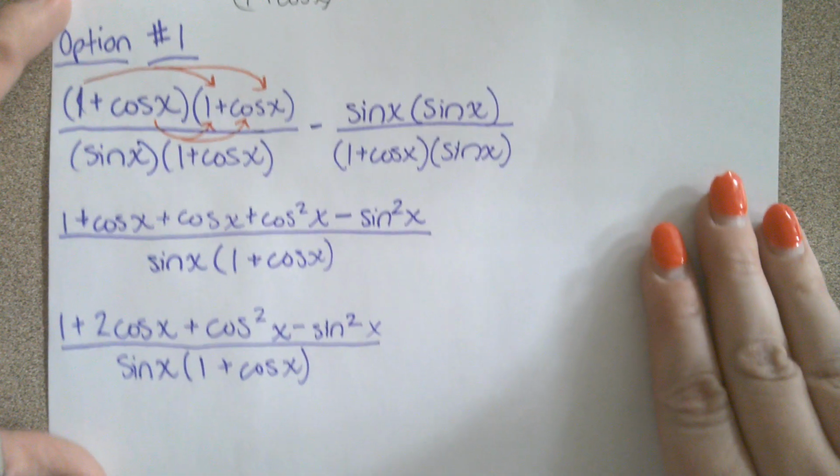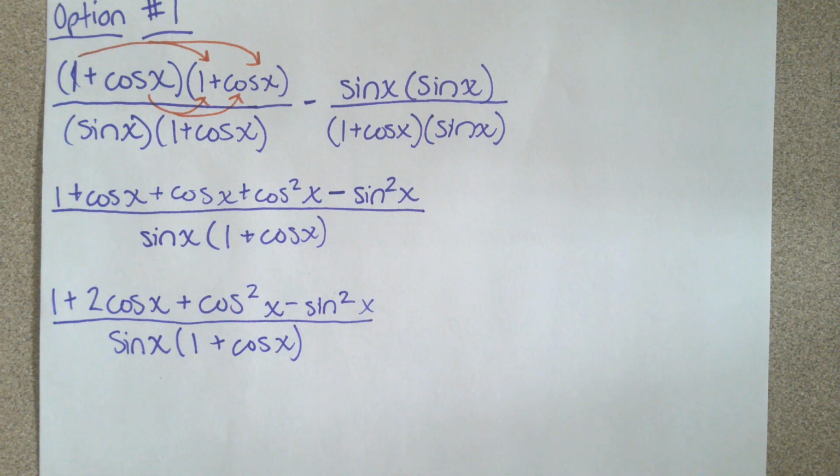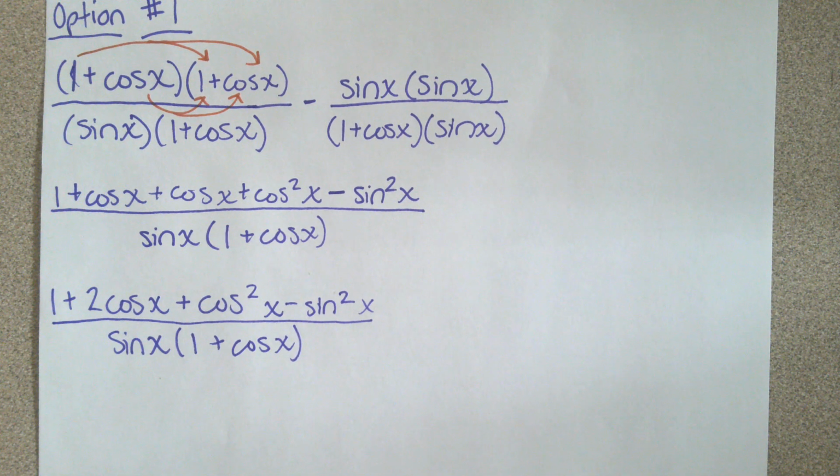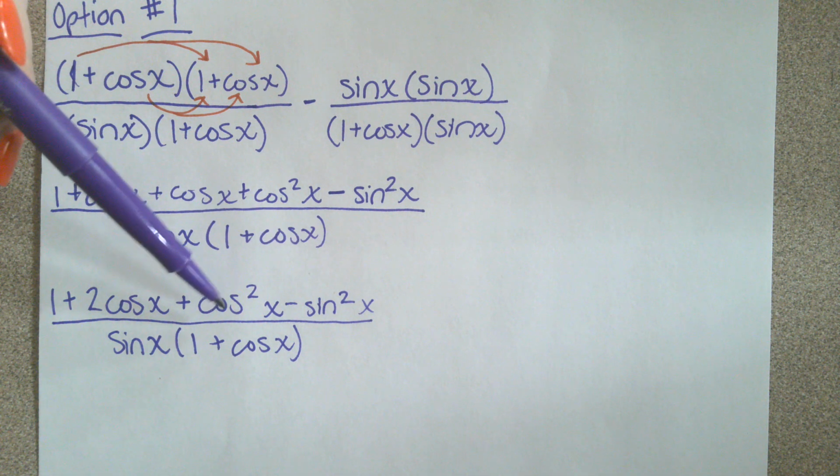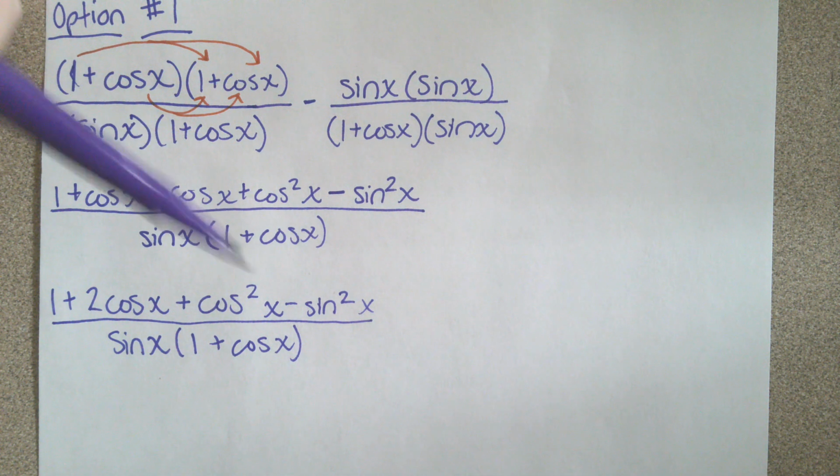All right, here's where it gets tricky. This one's not the funnest one, I'm going to say that now. You have two options. First off, a lot of students see this cosine squared minus sine squared and think, oh, that's 1.